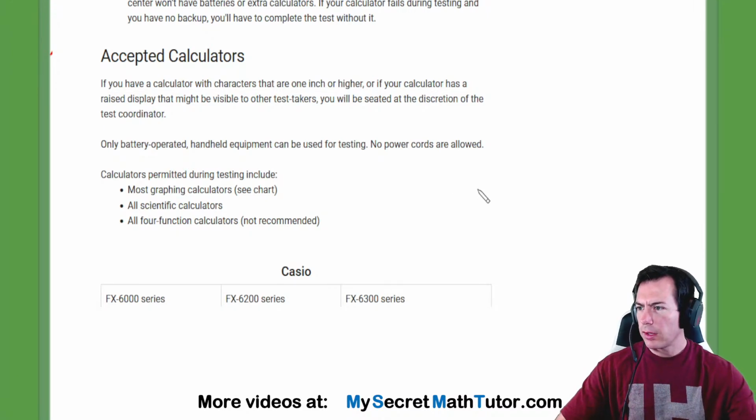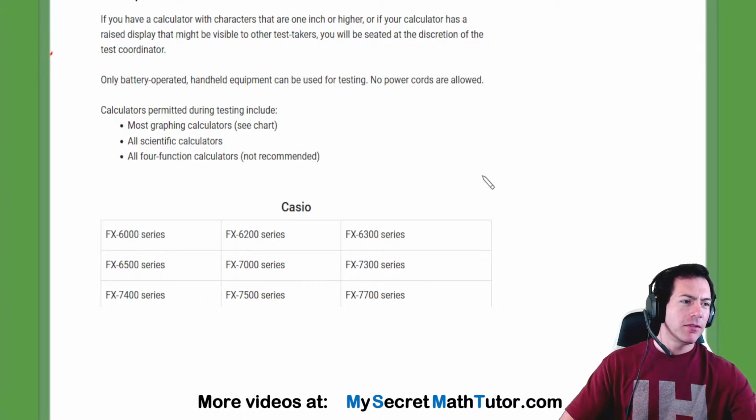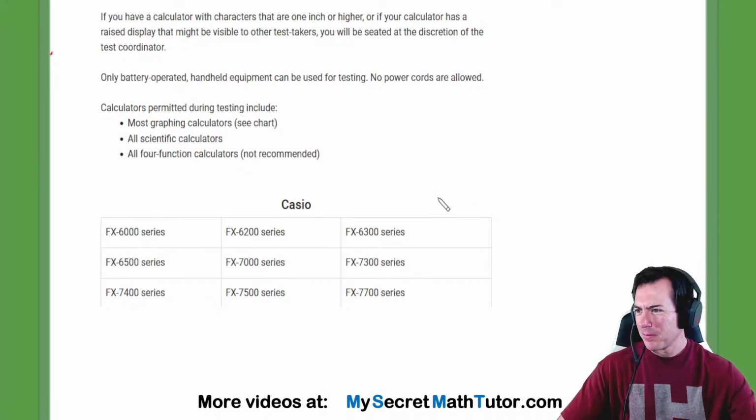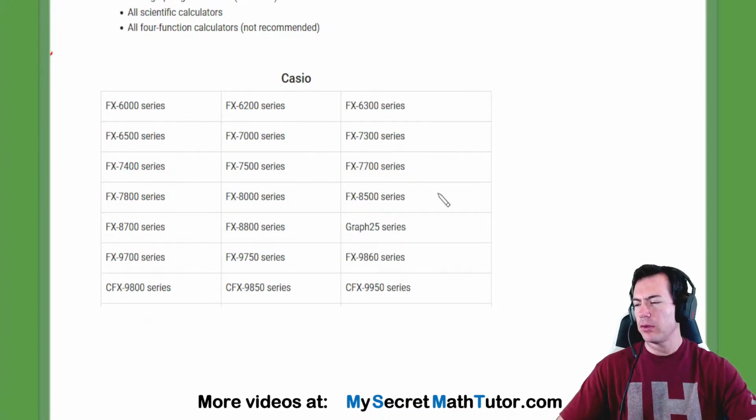So if you have a calculator with characters that are 1 inch or higher, or if your calculator has a raised display that might be visible to other test takers, you will be seated at the discretion of your coordinator. So if you have a calculator with gigantic numbers on it, it's not that you can't use it, it's just that you may have to sit somewhere else. Calculators permitted include most graphing calculators, all scientific calculators, and all 4-function calculators, though they don't recommend those ones. So if you want to use a scientific calculator, it looks like you're good to go.